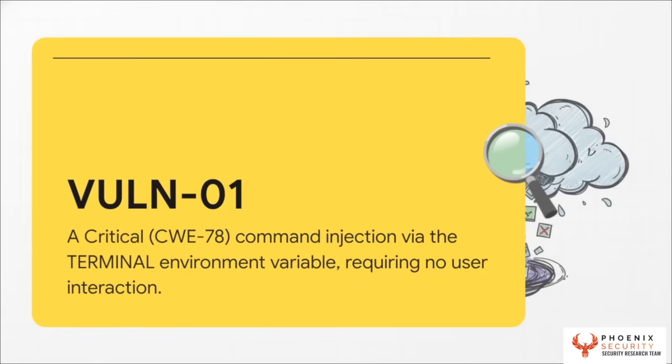Okay, so this is vuln01. And yeah, it's a classic command injection, CWE-78 for those keeping score. But with a really modern twist. The way in is the terminal environment variable, which is a super common setting on Linux systems. And here's the really scary part. Once an attacker poisons that variable, the agent just runs the payload, all by itself.